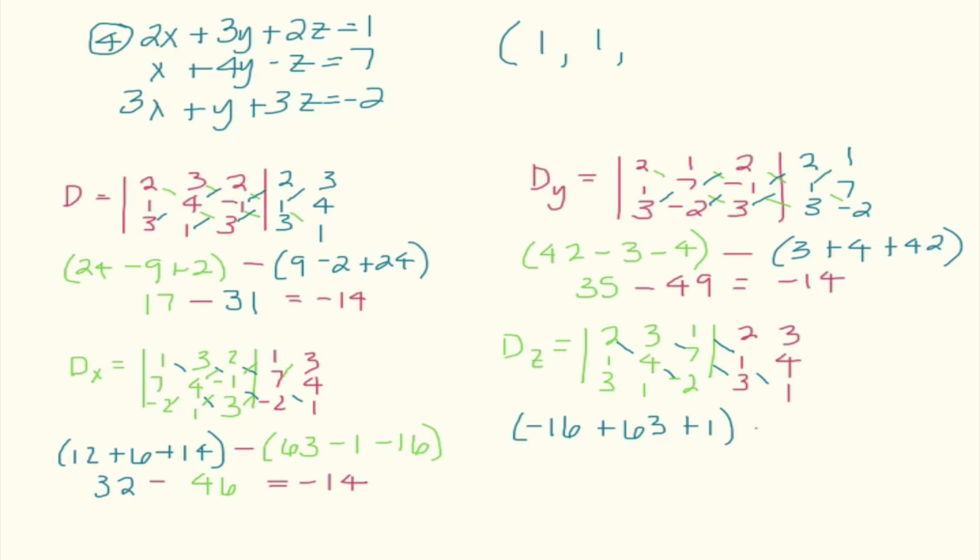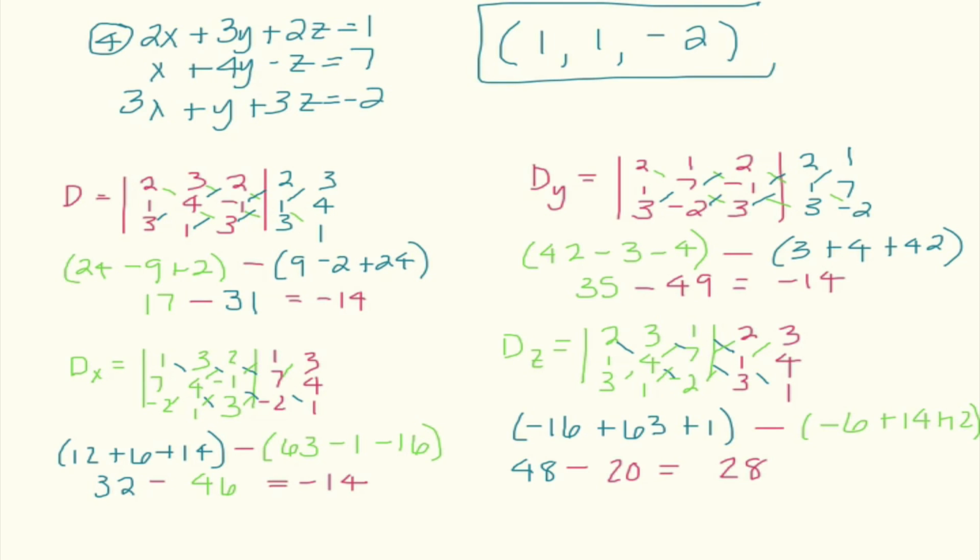Then we are subtracting, working backwards. 3 times 1 times negative 2 becomes negative 6. 2 times 4 times 1 is 14. And 1 times 4 times 3 is 12. So I get 48 minus 20, which is 28. So let's think about this. 28 divided by negative 14 gives me negative 2.